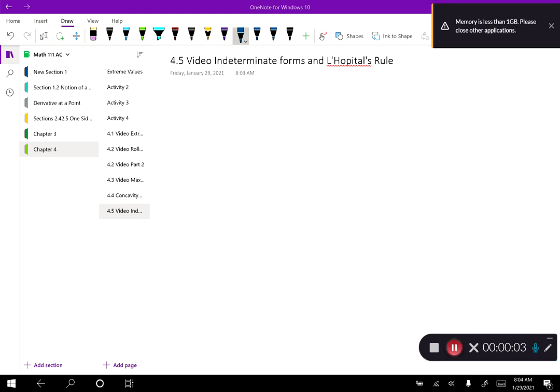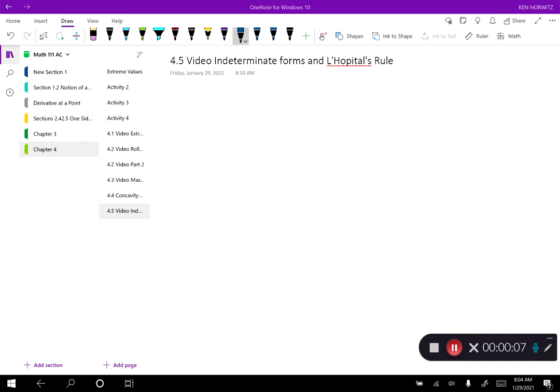Welcome back, everybody. Let's suppose we're trying to analyze the behavior of a function. I'm going to give the function as f of x equals ln x over x minus 1, and we want to do it around x equals 1. If we were to plug in x equals 1, we'd get 0 in our denominator, which means that we can't do much more than that.